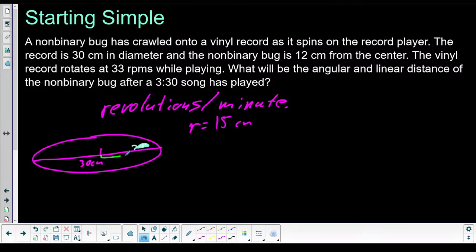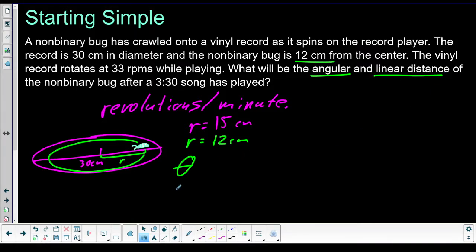This non-binary bug has a radius of 12 centimeters. It's 12 centimeters from the center. Okay. So what we want to know is while this record is spinning, our non-binary bug is going to go in an ellipse. No, in a real circle. We're just looking at it angled. And we want to know what is the angular distance it travels? What is the linear distance it travels?